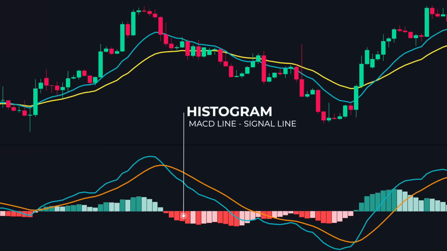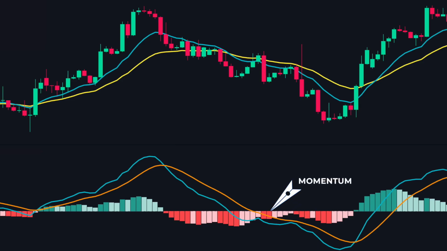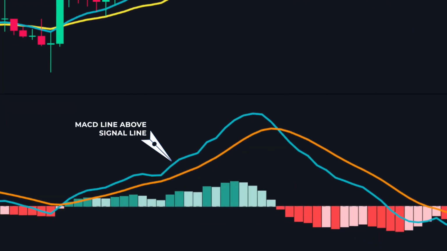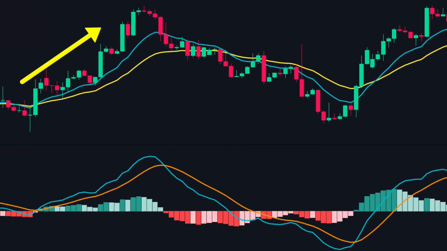Lastly, we have the histogram. The histogram calculates the distance between the MACD line and the signal line. By doing so, it gives us a better understanding of the momentum. When the MACD line is above the signal line, the histogram will show green bars above the 0 line. This shows us that the price is in an uptrend.